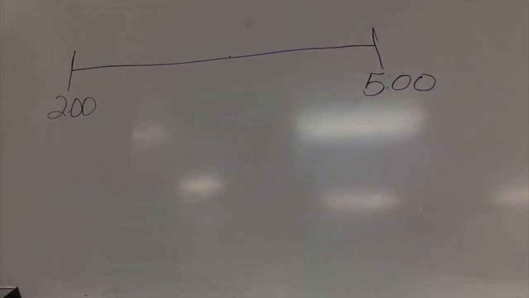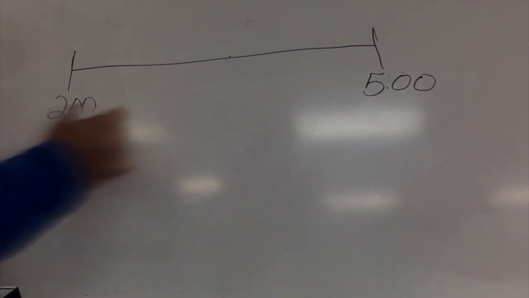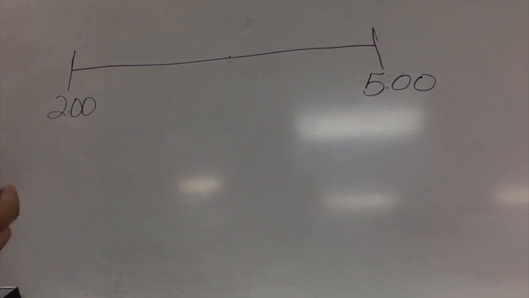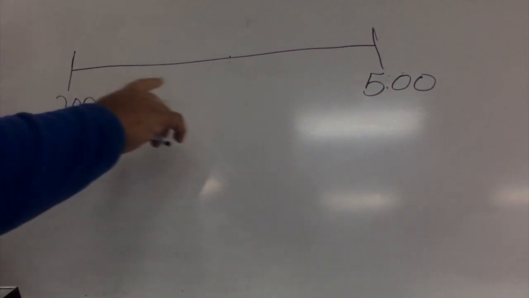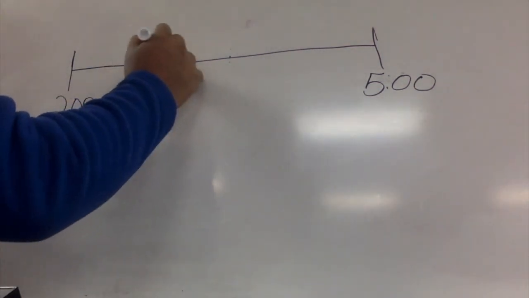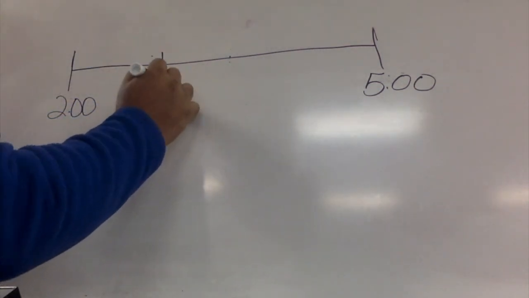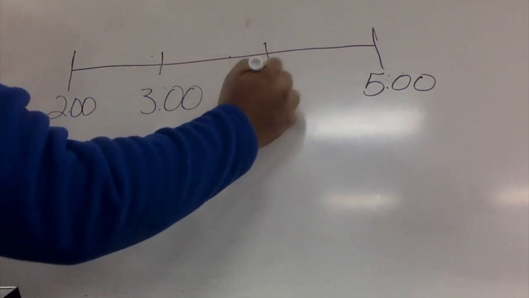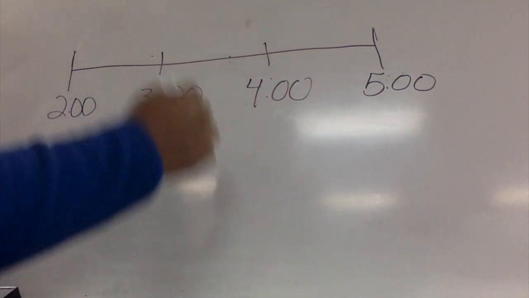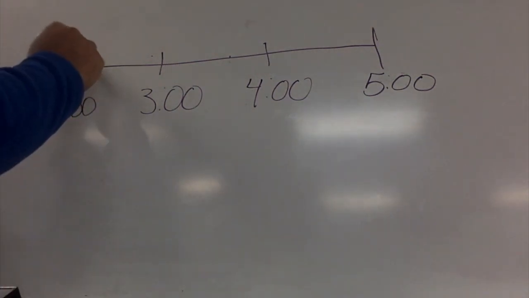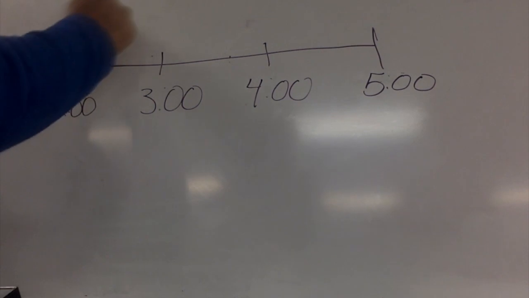Now let's try a different example. We're starting here at 2 p.m. and our ending time is at 5 p.m. So always count what's in the middle. We have 2, 3, 4, and 5. So right here we will put 3 p.m. or 3 o'clock, 4 o'clock, and 5 o'clock.